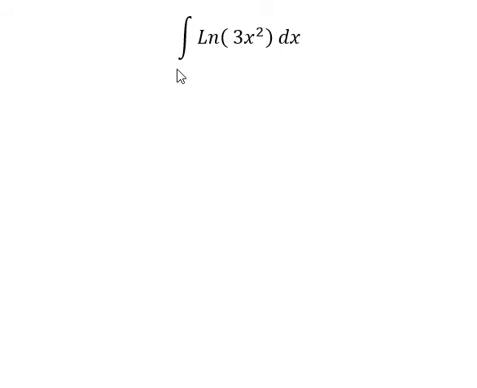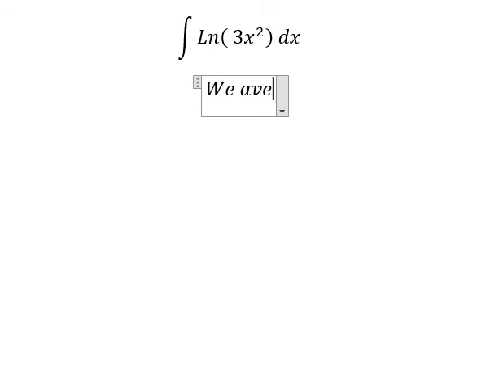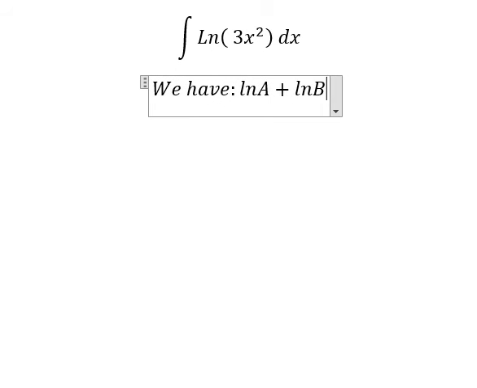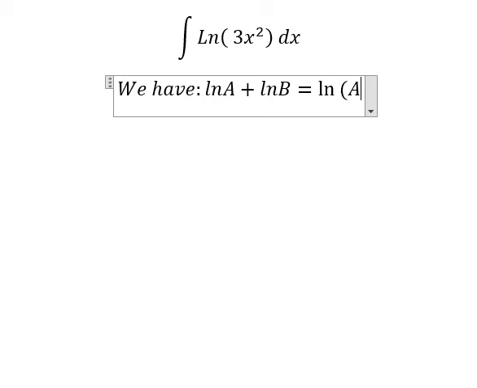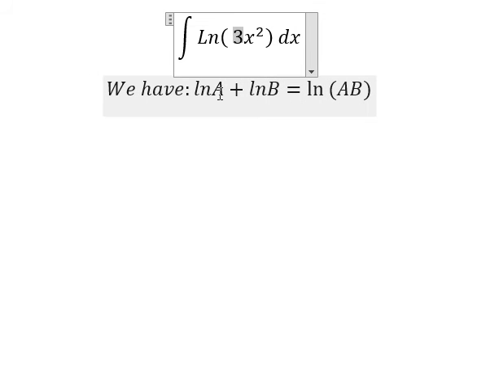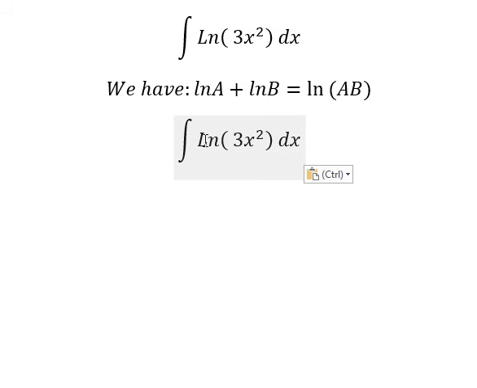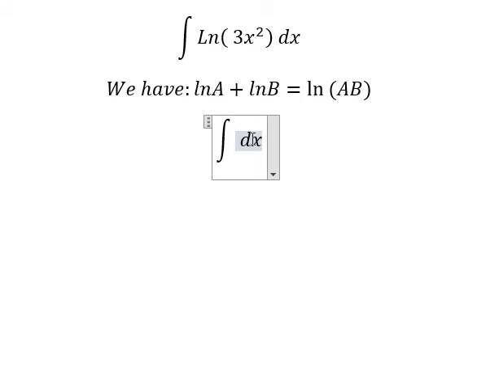The topic today is about integration. So now I will show you how to answer. We need to use ln A plus ln B equals ln of AB. So number 3 is about A, s squared is about B. So we need to change this one into this one.